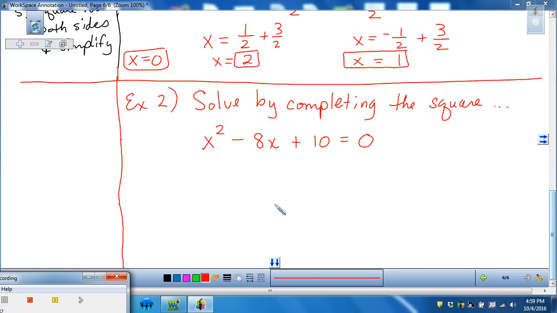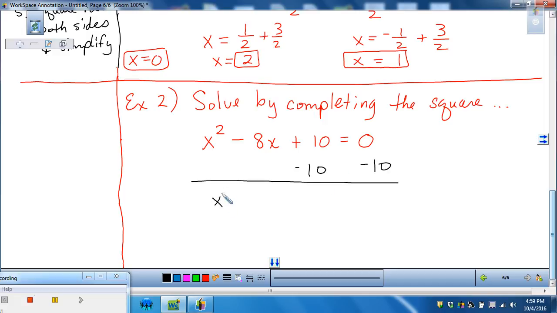Alright, example 2. Solve by completing the square. We've got x squared take away 8x plus 10. First step, let's move that 10 to the other side. So we have x squared minus 8x equals negative 10.